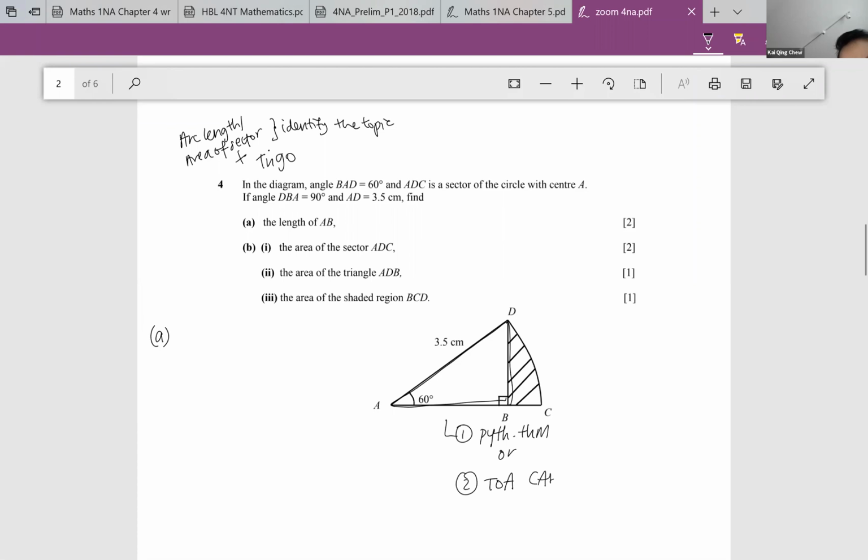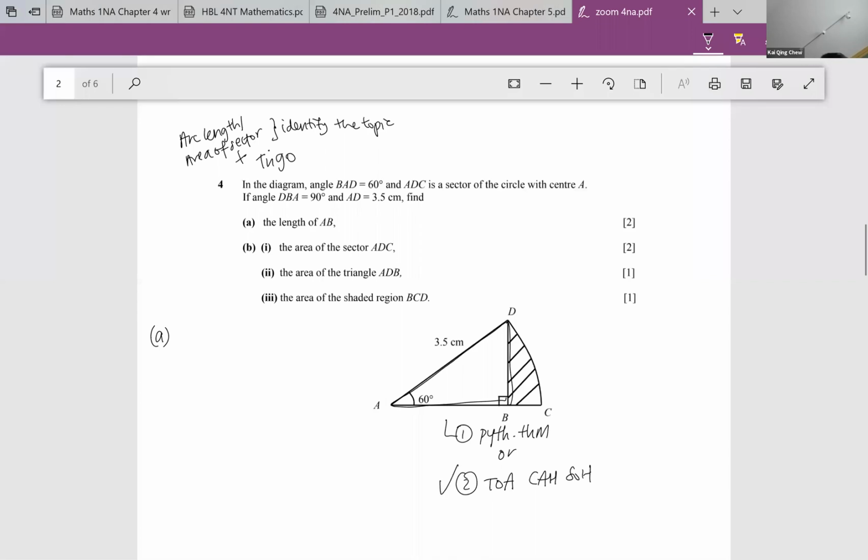SOH CAH TOA. So which one should I use, one or two? Can you all give me the finger? First or second one? Which one should I use? First one, okay. Some of you say first one. The rest of you, what do you think? Should I use Pythagoras theorem? First or second? Second one. Okay. It's the second one, okay?